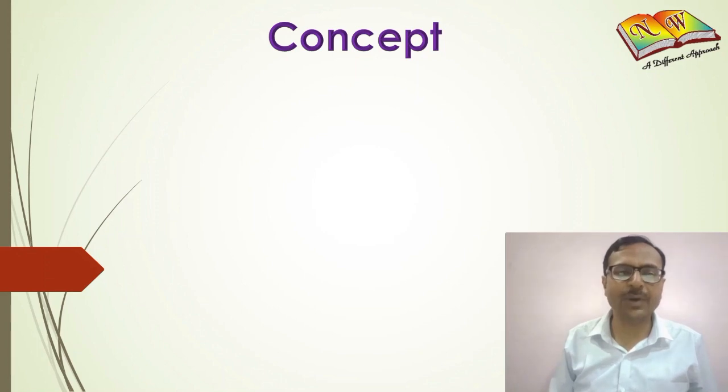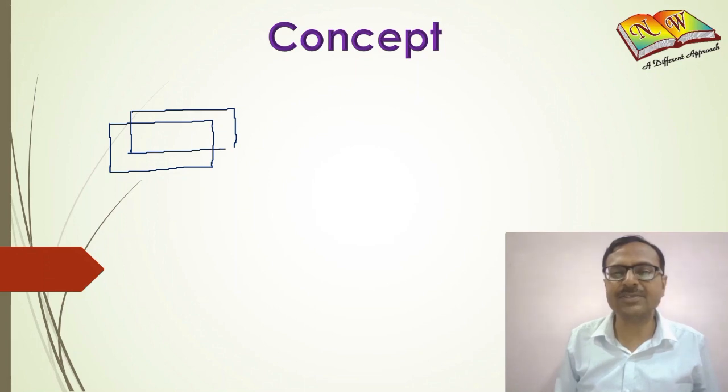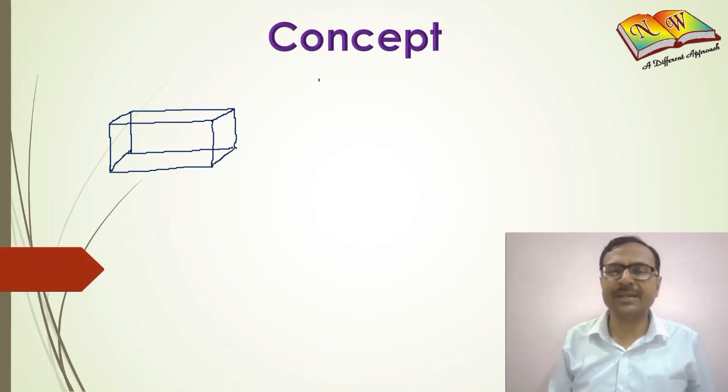So whenever you have to draw a cuboid, you always draw a rectangle first and then make an exactly same rectangle like this inside the first one and then join the corners, that means the vertices. So you get a cuboid. In a cuboid, there are 6 faces and all these 6 faces are rectangles.